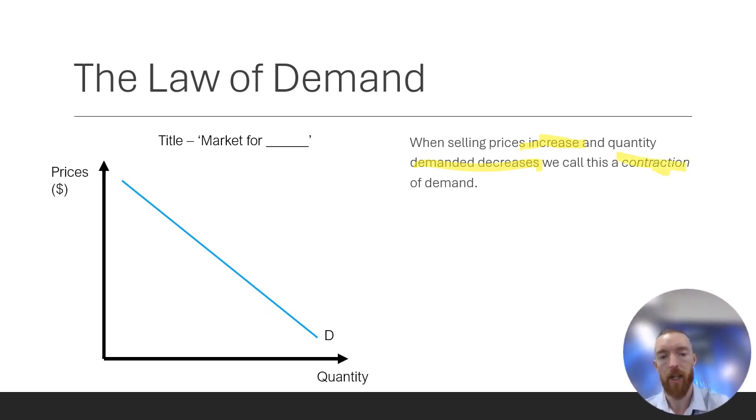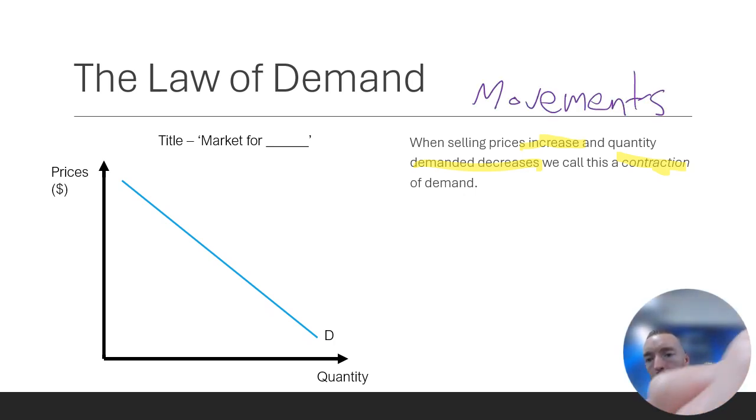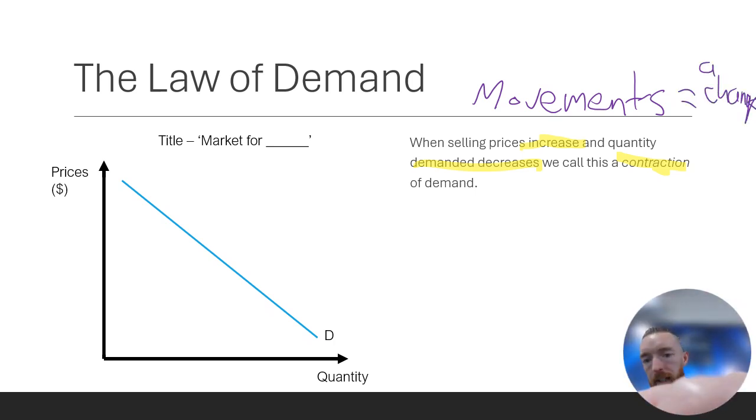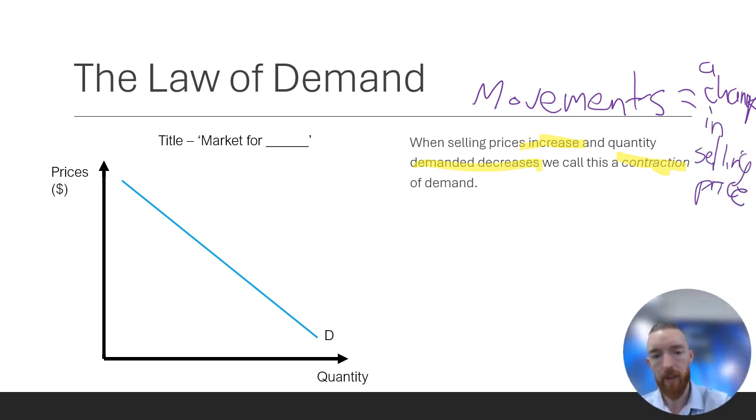These things that we're referring to currently, we refer to as movements. So movements in demand is when the selling price changes. So movements equals a change in selling price. So if we were to look at this on the curve, let's just say, like before, we had $1 as the initial price and $3 as the price that something increases to.